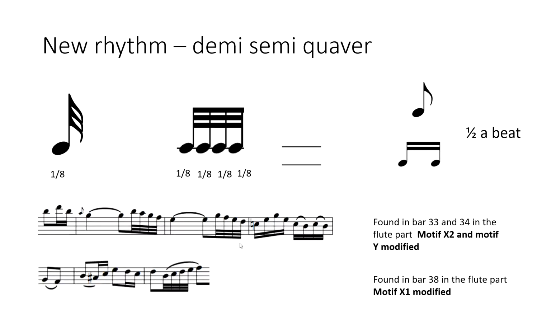It also features in bar 38 in motif X modified. So remember, motif X is ascending. He has modified it by finishing with the 4 semiquavers. Let's have a listen. So already we can start to understand that this piece of music, Badinerie, is built on quavers, semiquavers, and includes on a few occasions, 3 bars with demi-semiquavers, the quickest rhythm in this piece of music.